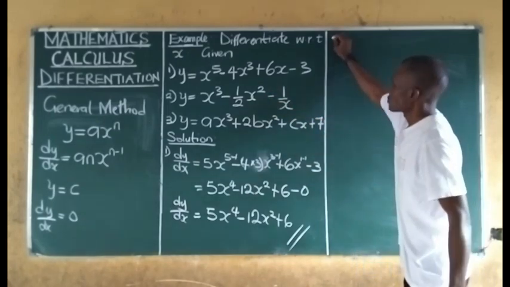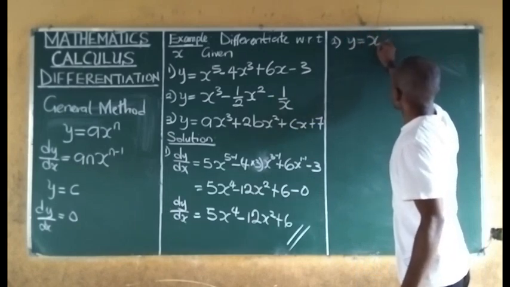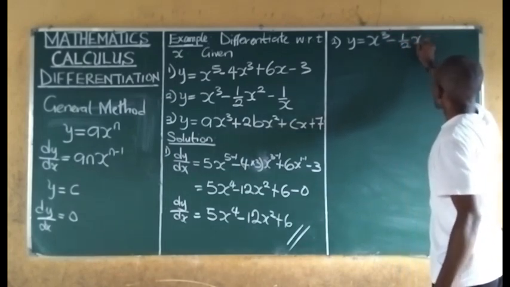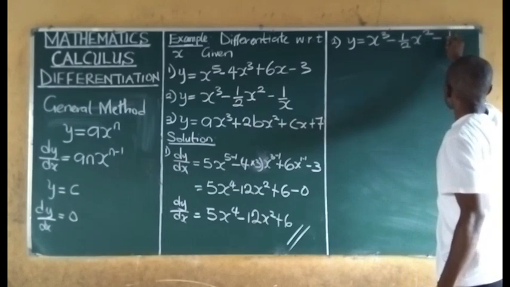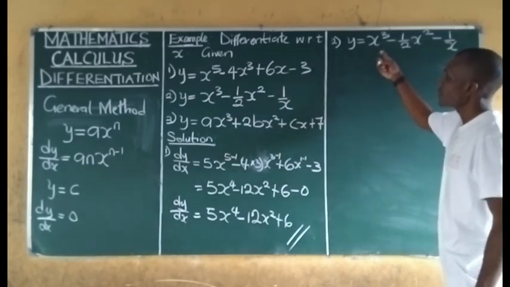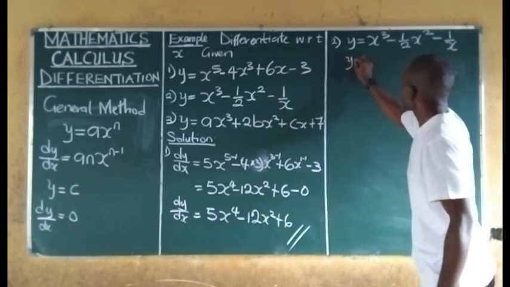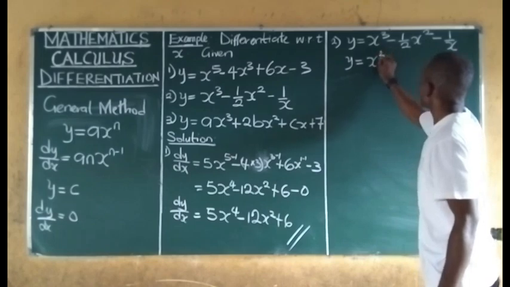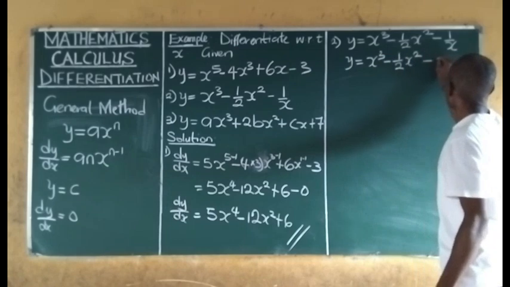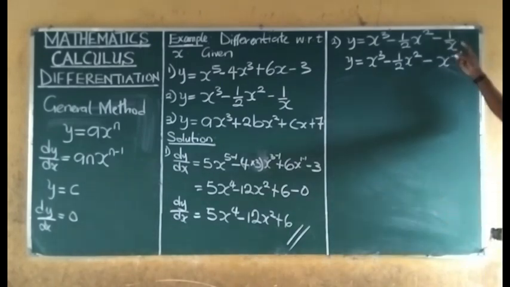We go over to 2. Number 2 says if y is equal to x raised to the power of 3 minus 1 all over 2 x raised to the power of 2 minus 1 all over x. The first thing we have to do is to rearrange this so that it will be easier for us to solve. We can still write it as x raised to the power of 3 minus 1 all over 2 x squared minus x raised to the power of minus 1, from indices.